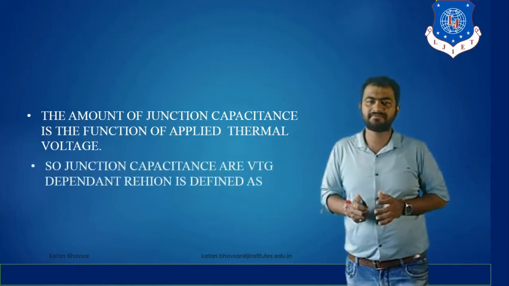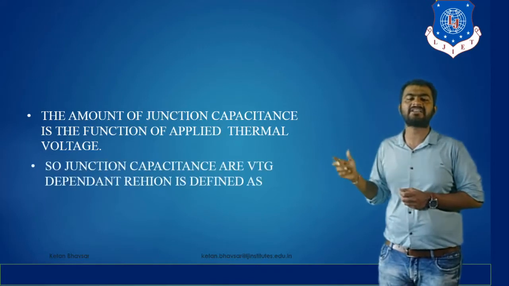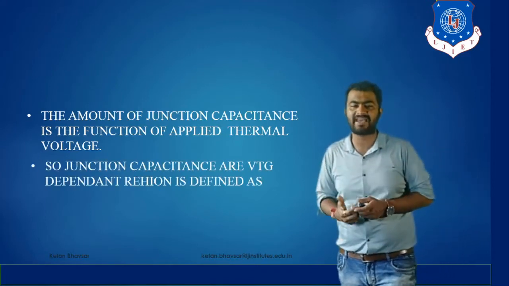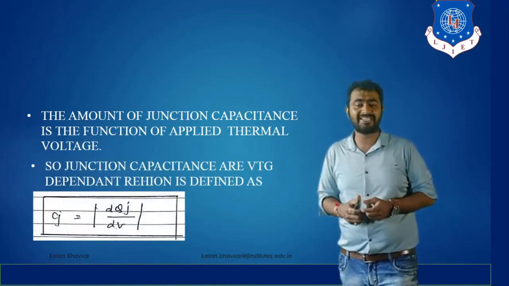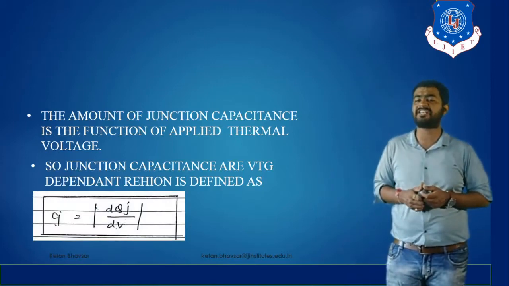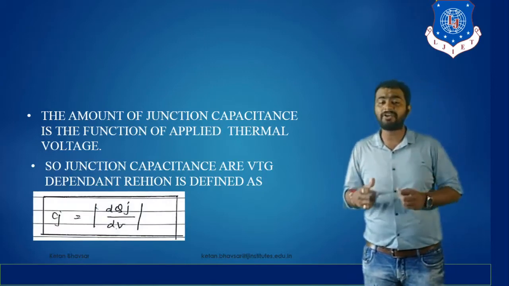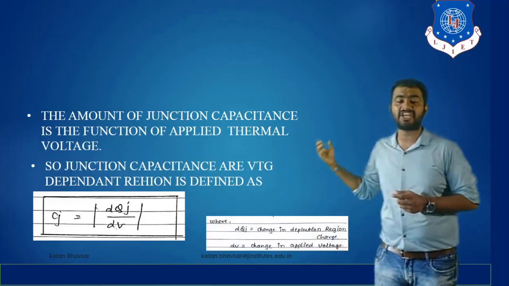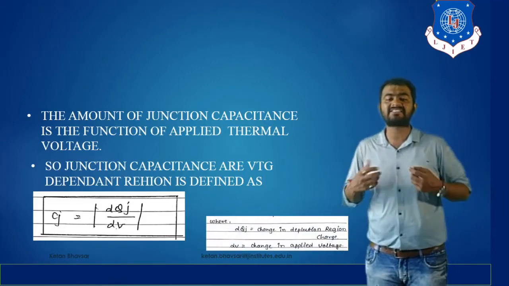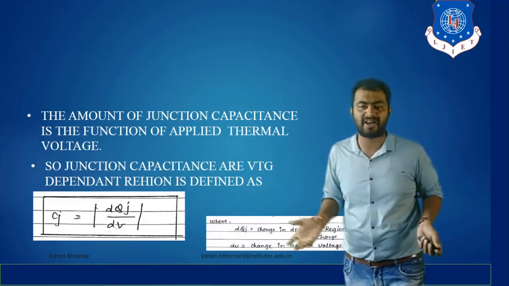The junction capacitance voltage dependence is defined by the equation Cj is equal to mod of dQj divided by dV, where dQj is the change in the depletion region charge, and similarly dV is the change in the applied voltage.